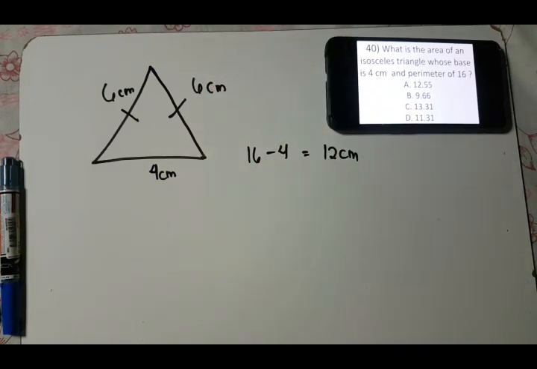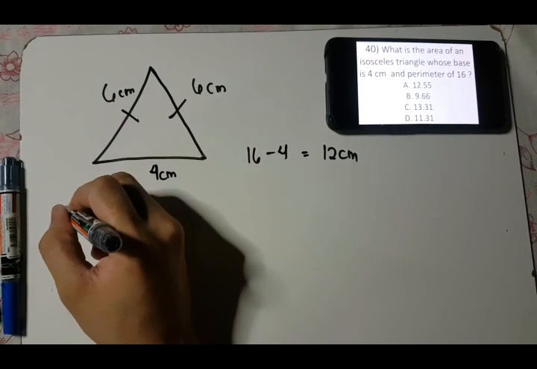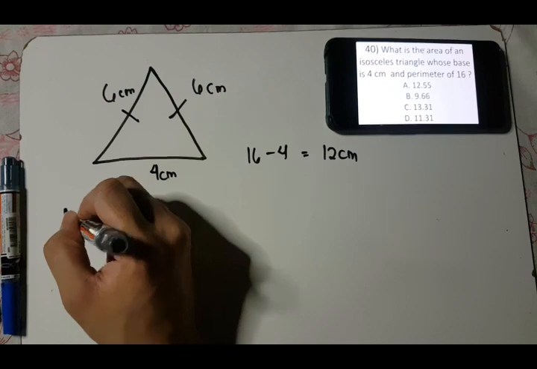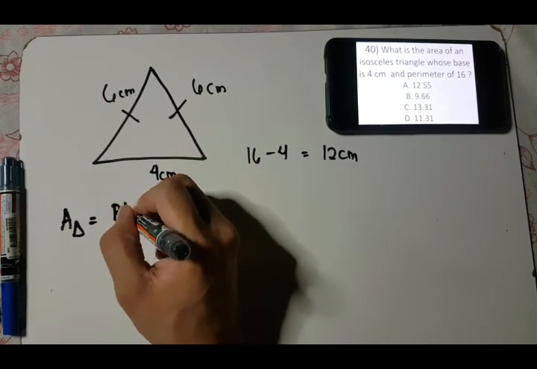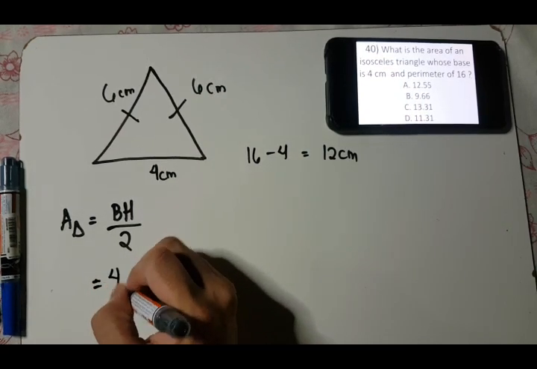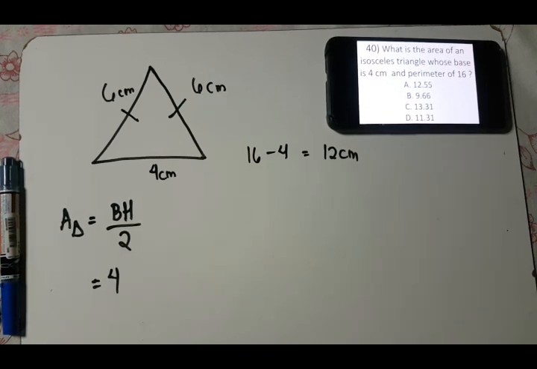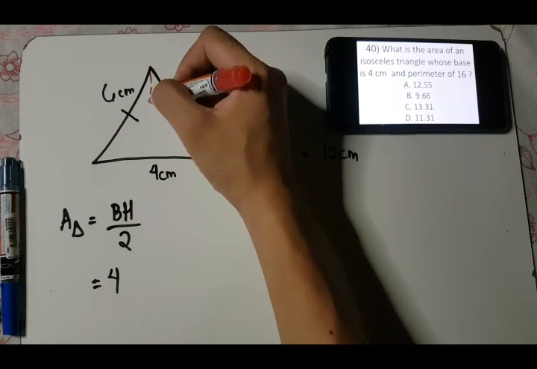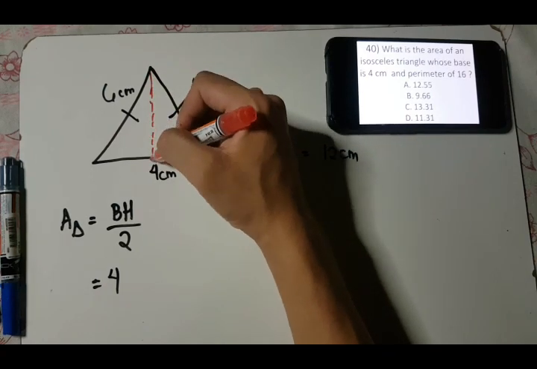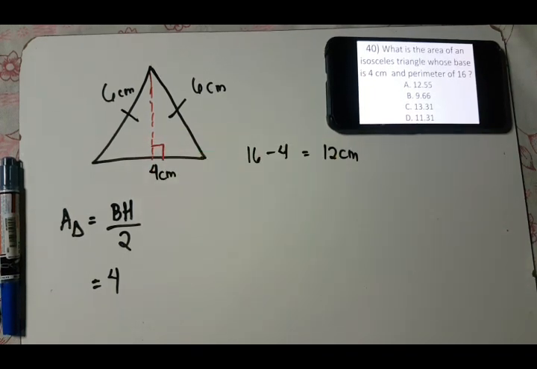So, now let's find the area of the isosceles triangle. So, given na yung base natin, which is 4 centimeters. So, formula for area of triangle is base times height over 2. So, given ang ating base as 4. So, wala pa tayong height. So, paano bang pwede natin gawin dito? So, to get the value of height, since congruent naman ng ating legs, we can use Pythagorean theorem. So, naka-form tayo ng right triangle.